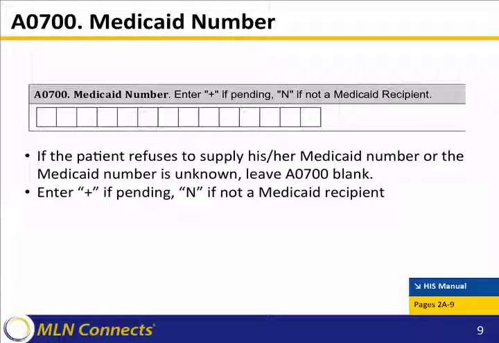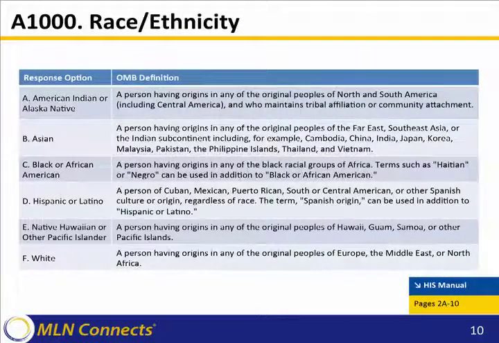So now the guidance for A0600A, Medicare number, A0600B, Social Security number, and A0700, Medicaid number, are aligned and consistent. If the number is unknown or the patient is unwilling to disclose, leave the item blank. The next slide discusses item A1000, which is the race or ethnicity item. This item reports the race or ethnic categories that the patient uses to identify him or herself. This information is important to collect and provides data to assist CMS in achieving equitable care for hospice patients.